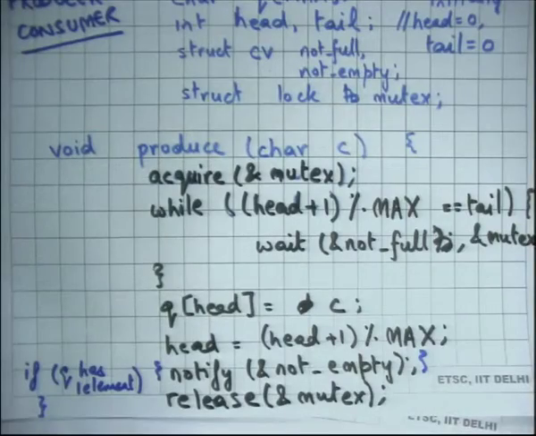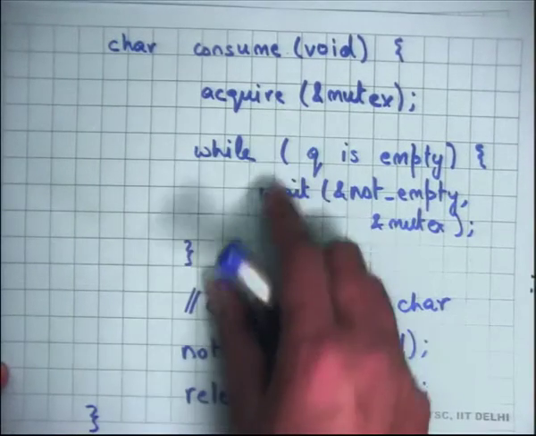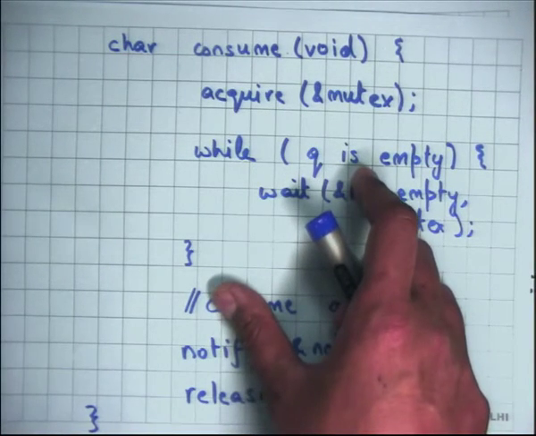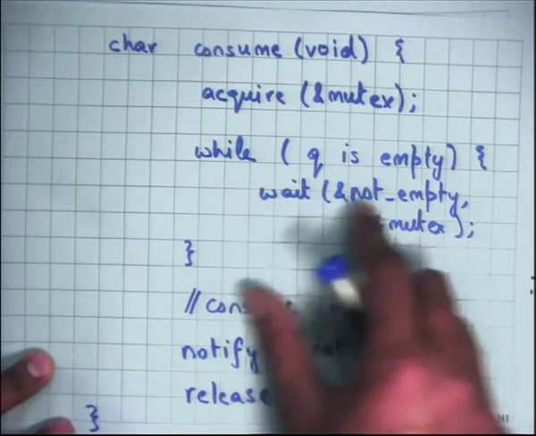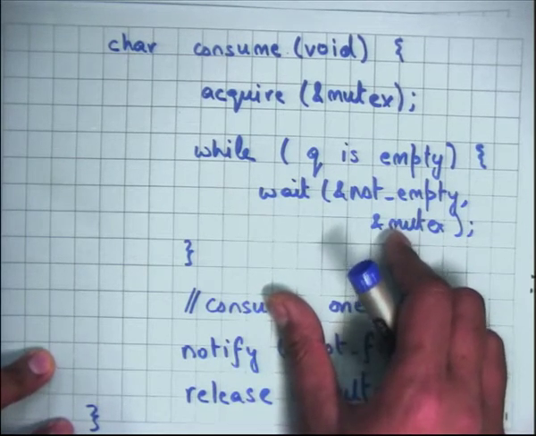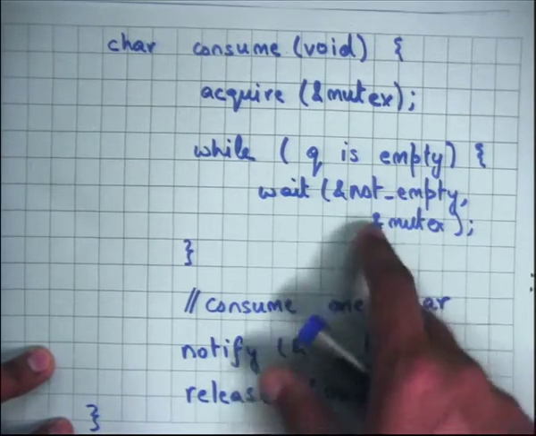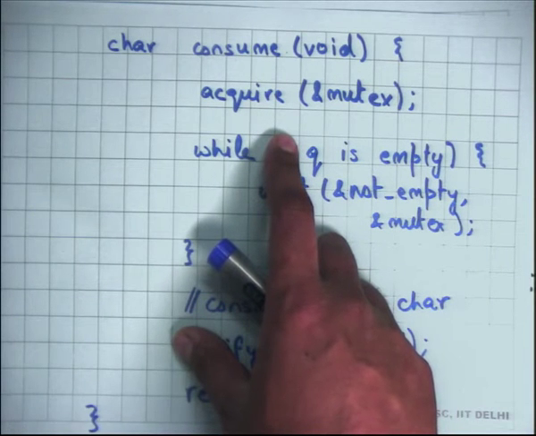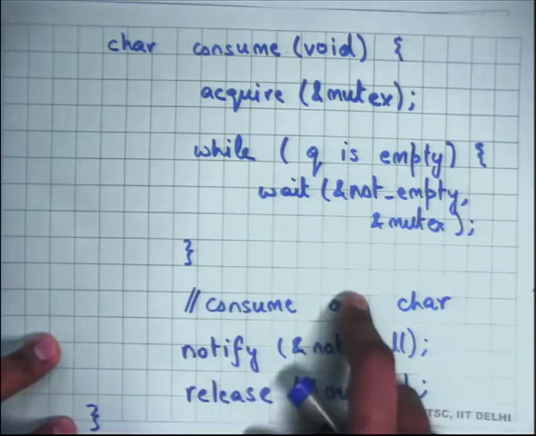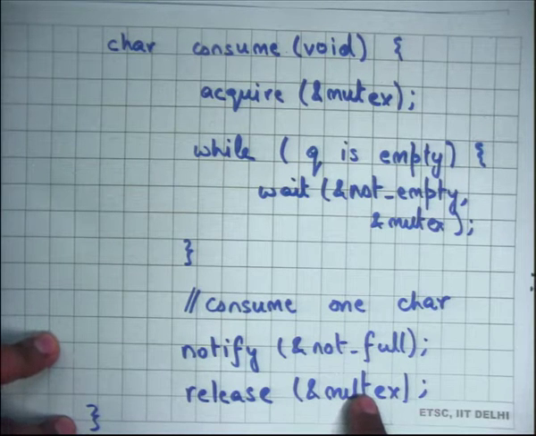If I just look at the consumer code, same thing: you acquire the mutex, you check if the queue is empty. This time I'm writing it in English instead of the actual condition. I'll wait on not empty and mutex just like before. If I come out of wait, I'll recheck the condition, and if I had just one producer and one consumer, this condition will always be false, and so I'll come out of the loop and consume one character, notify not full, release the mutex. Okay, all right.